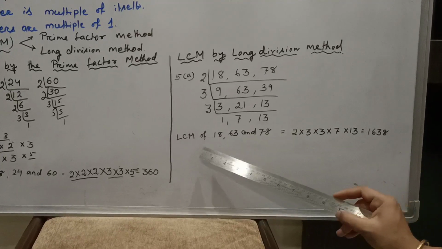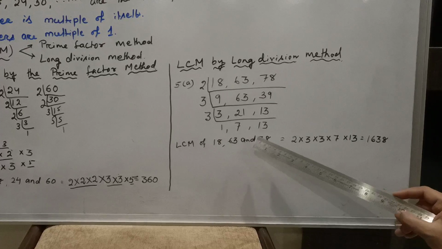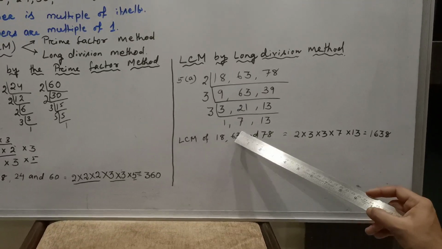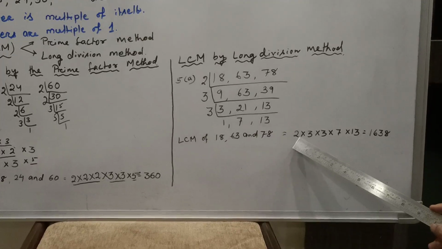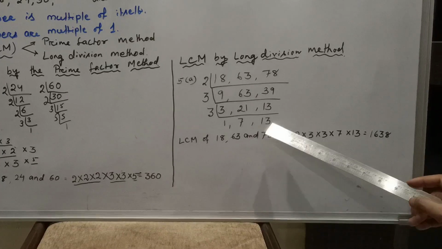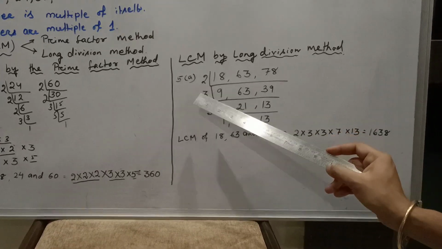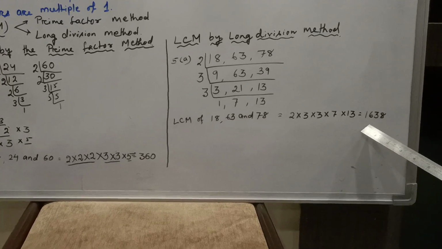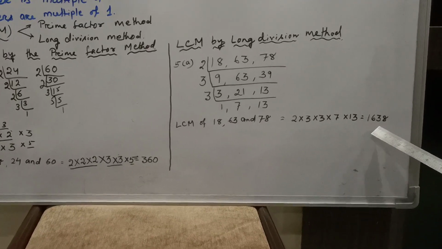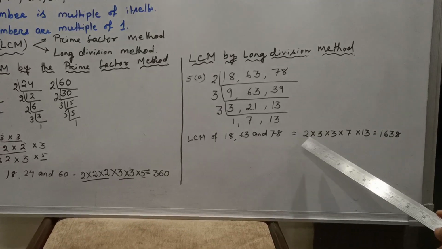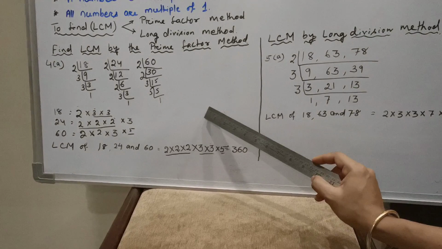Now the LCM of 18, 63 and 78 is 2 into 3 into 3 into 7 into 13. Take all these numbers: 2 into 3 into 3 into 1 into 7 into 13. So the answer is 1638. This is the process of finding the LCM by the long division method, and this is the prime factor method.